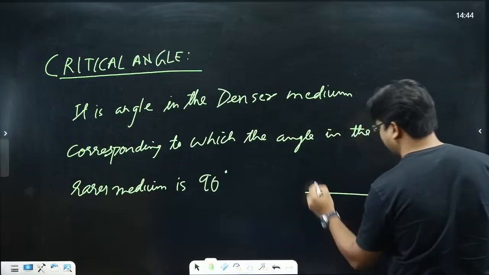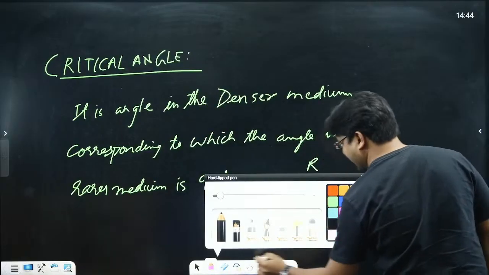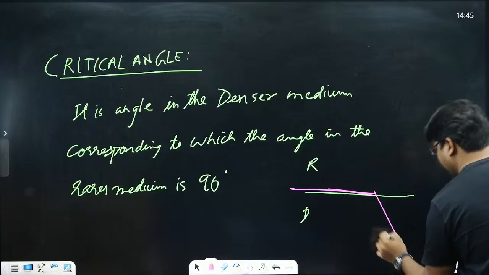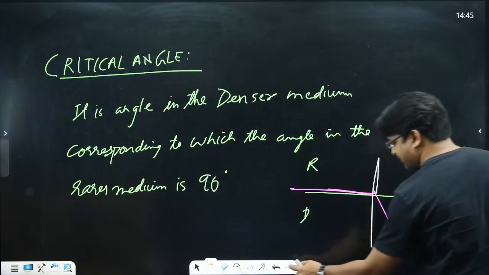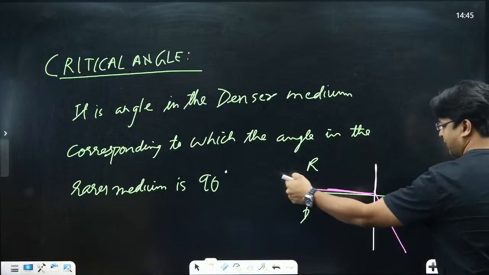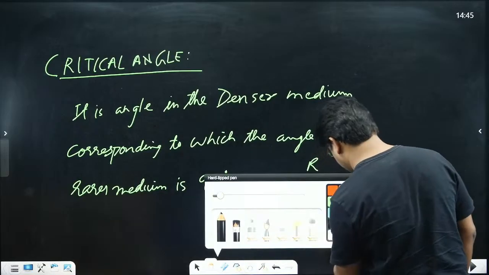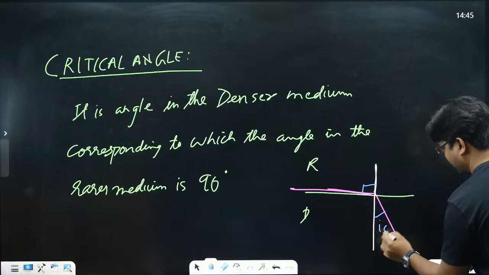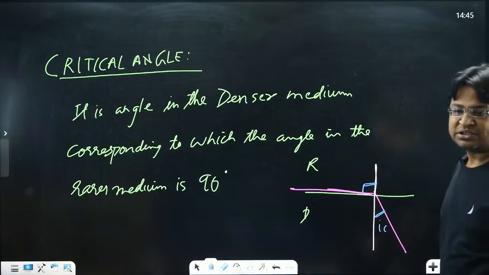So if this is a medium boundary, this is R, this is D. Irrespective of where the light is coming from and going to, the light may be coming from this and going like this, or from this and going like this. The point is that if the angle in the rarer medium is 90 degree, the corresponding angle in the denser medium is the critical angle, whatever that angle is.